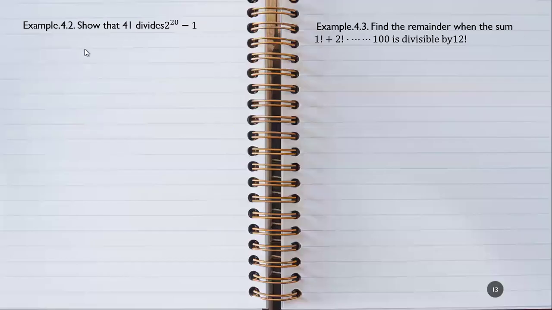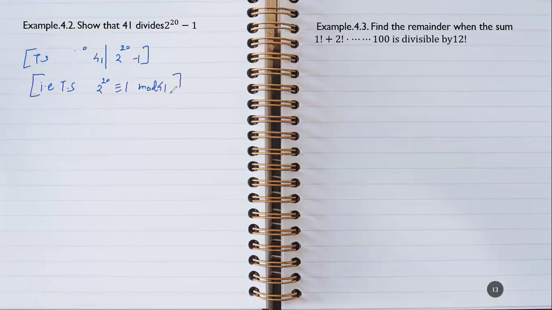Here we are going to do some more questions on this. We have to show that 41 divides 2 to the power 20 minus 1. That is to show that 2 to the power 20 is congruent to 1 mod 41.